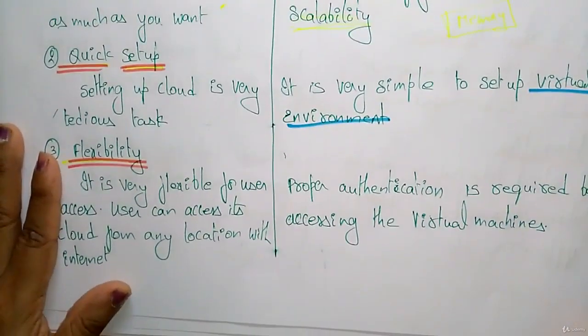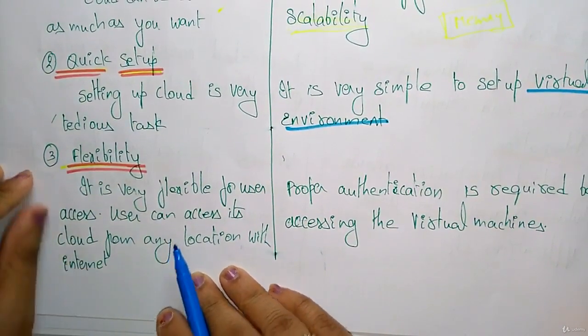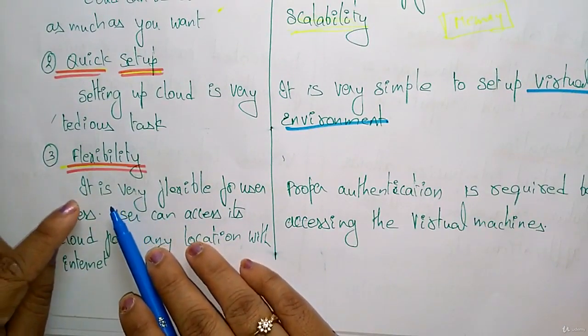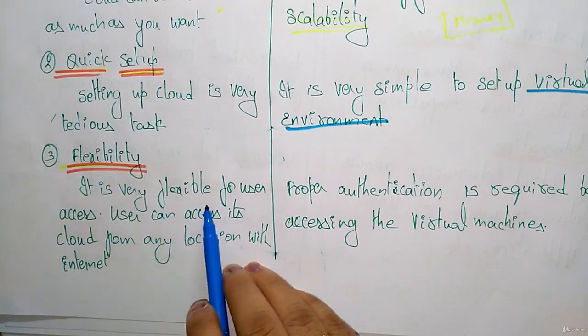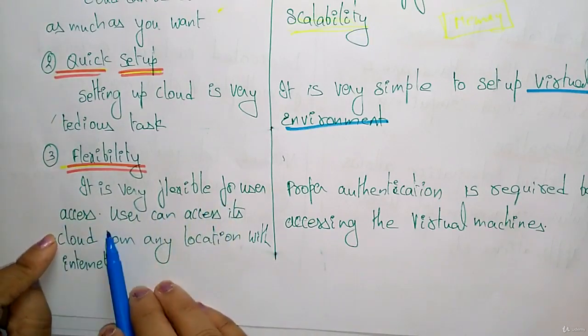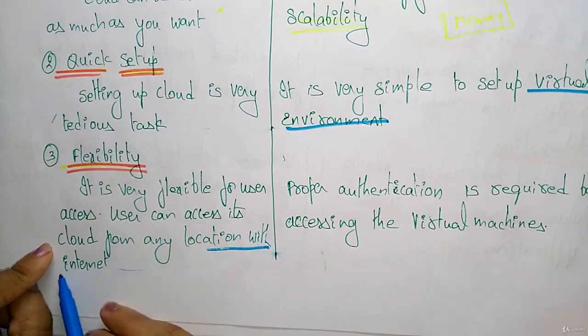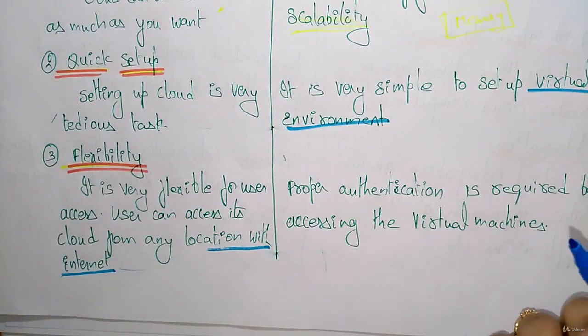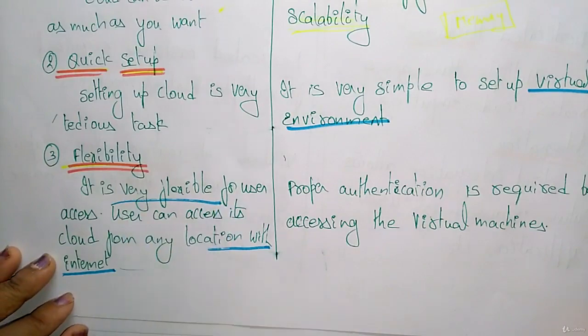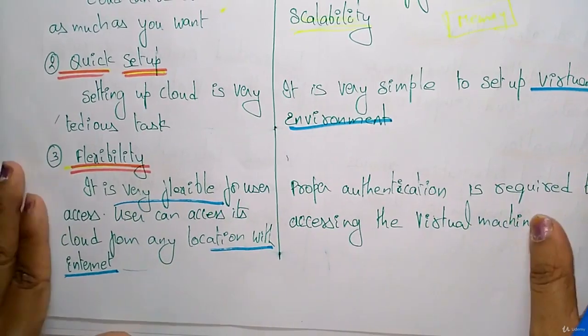Now let's talk about flexibility. Cloud computing is very flexible for user access. A user can access the cloud from any location with internet. With the help of the internet, we can access our information, and whatever files you want to store can be accessed from any location using the internet only. So very high flexibility is provided by cloud computing.